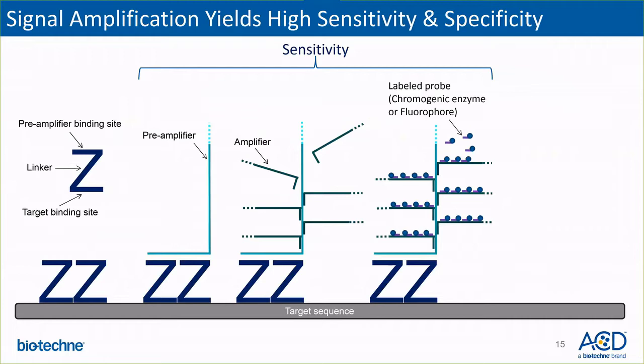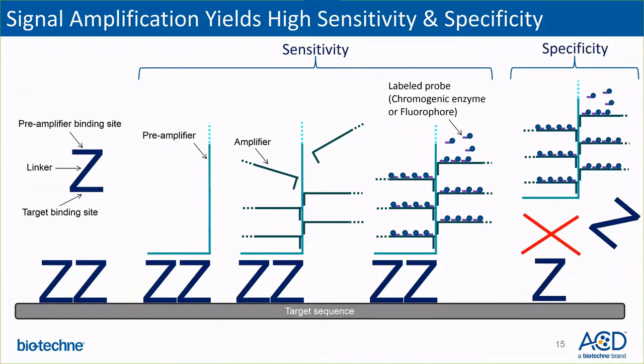Labeled probes can contain a chromogenic enzyme, such as HRP, that generates a visible signal after a chromogenic reaction, such as with DAB, detectable under a standard bright field microscope. The labeled probes can also contain fluorophores that allow for visualization of the signal under a fluorescent microscope. This signal amplification strategy provides for visualization of target RNAs as a single dot, where each dot represents an individual RNA molecule.